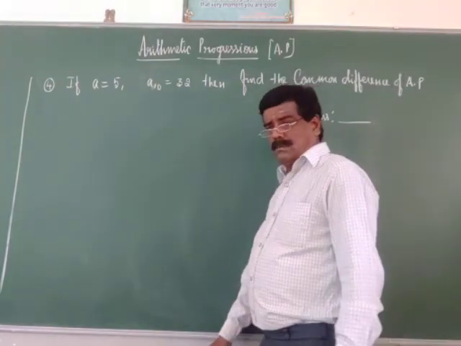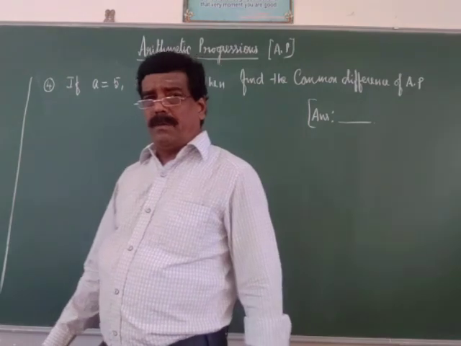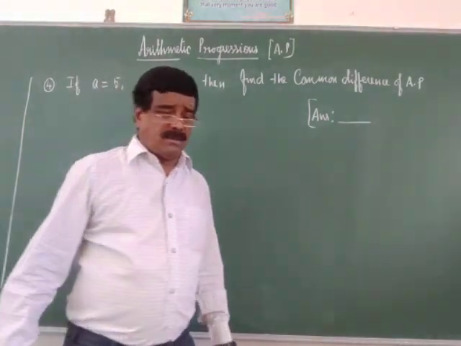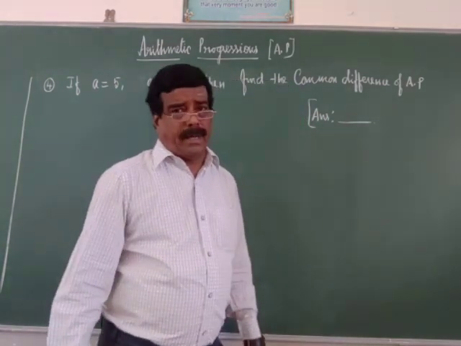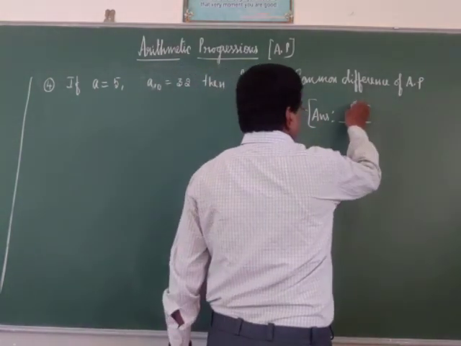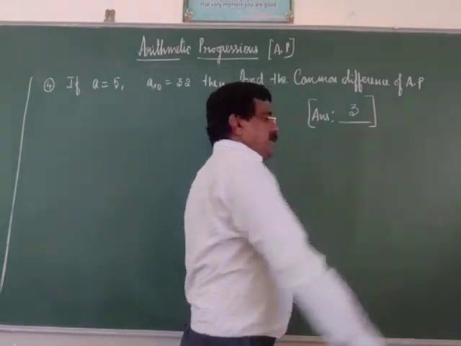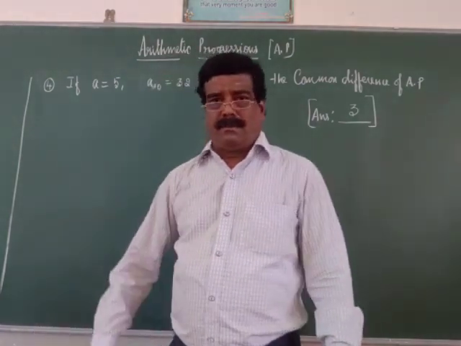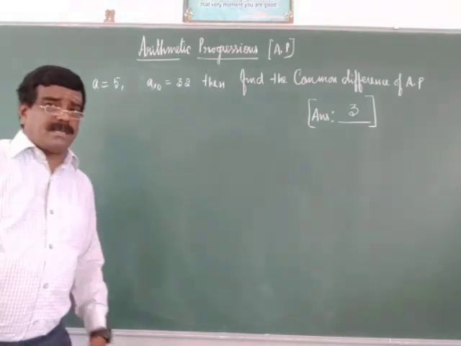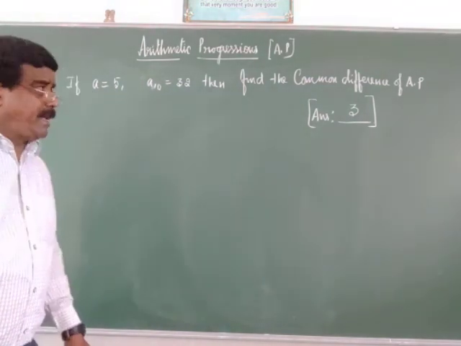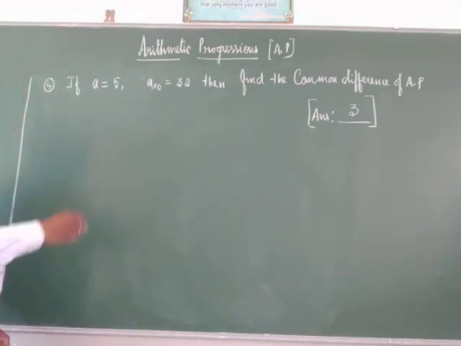Again, I will count 5. Let me see how many of you are ready with the answers. 1, 2, 3, 4, 5. The answer is 3. You should know this, children, because this is again a replica of the first sum. In the first sum we created an AP like that. Anyhow, let me do the sum, children.